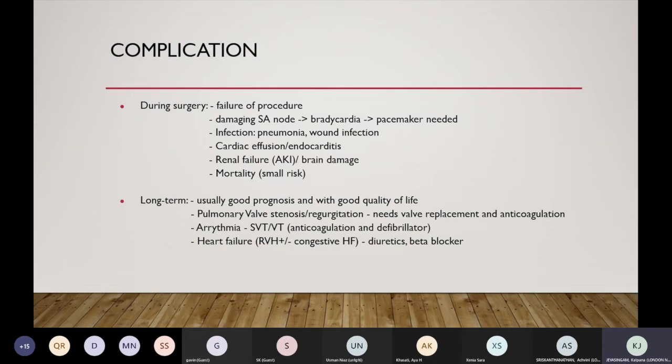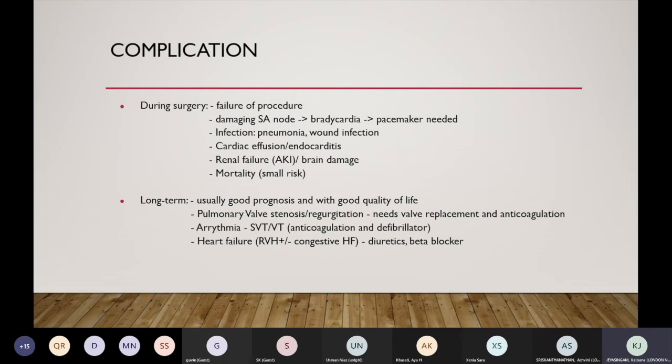And again, it's a very small risk of mortality. Again, we have to weigh out the benefits and the risks, and in severe cases the benefits of operating probably outweigh the risks that are associated. Long-term prognosis, usually these children do very well and have a good quality of life.